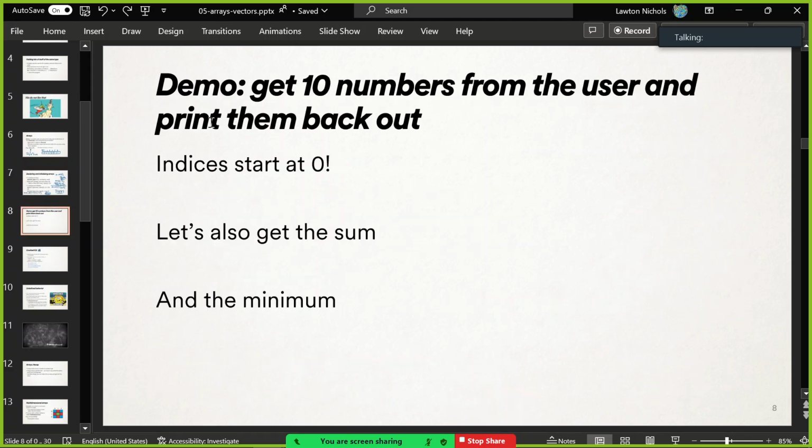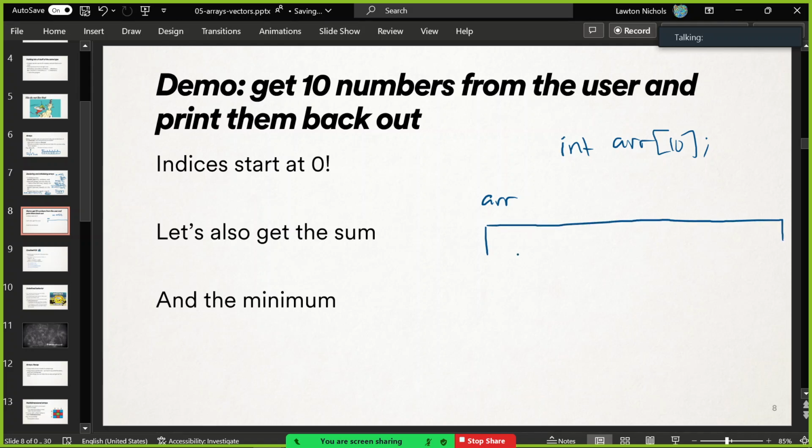But with that in mind, here's a quick demo. Let's make an array that can hold 10 numbers. Let's get 10 numbers from the user, and we'll print them all back out. Let's solve that problem that I was talking about before very simply with arrays. So I'm going to make an array that can hold 10 things. I'll say int r of size 10, and I'm going to fill it in with whatever the user gives me. And then suddenly I have an array that has space for all these things.